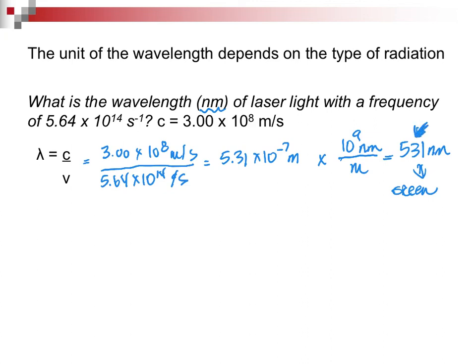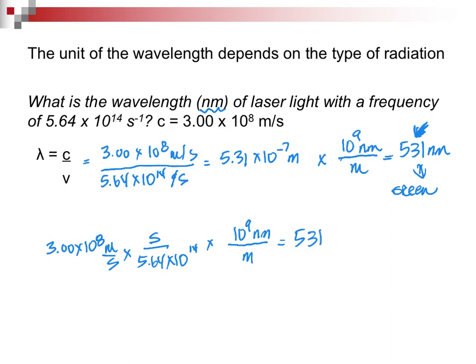But let's apply what we learned in dimensional analysis, okay? If we have 3 times 10 to the 8th meters per second, and then we say for the frequency, 1 second is 5.64 times 10 to the 14th. It's really the frequency, it's the cycles. And then let's do the calculation all at once. A meter is 10 to the 9th nanometers. That gives us immediately 531 nanometers.